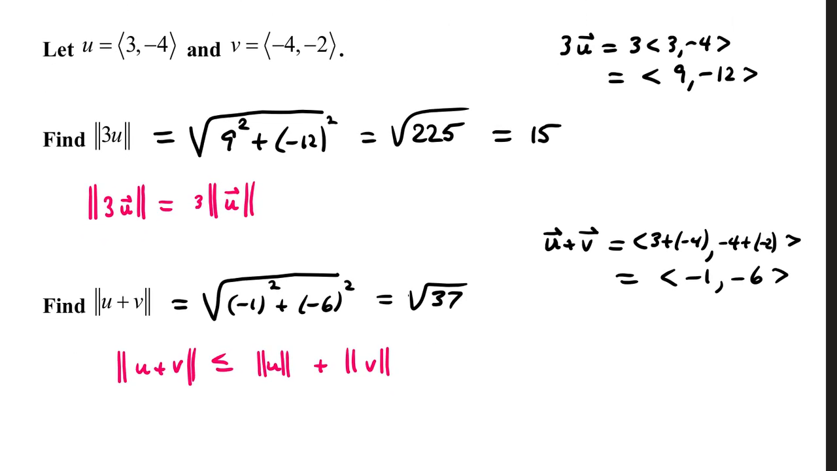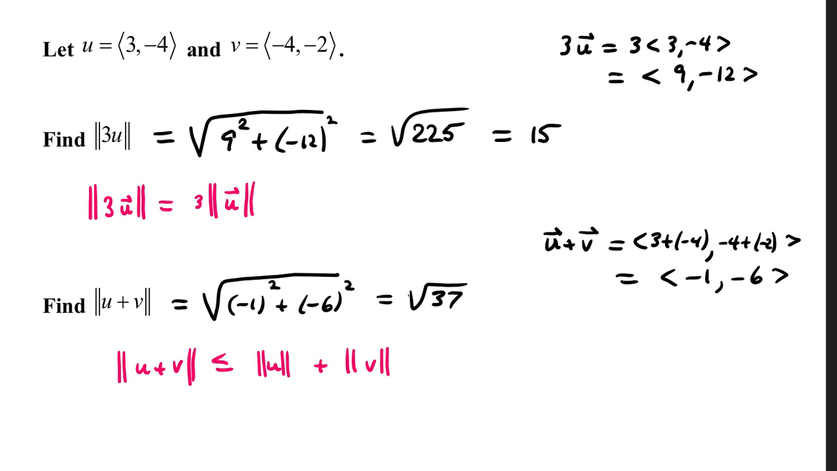Let vector u equal 3, negative 4, and vector v equal negative 4, negative 2. Both are in component form. Find the magnitude of 3u. Well, over to the upper right of your screen, the vector 3u in component form is 9, negative 12. It's 3 times the length of vector u. The magnitude of 3u, if you go with component form, 9 squared plus negative 12 squared, that's 225. Square root of 225 is 15. And so that's the magnitude of 3u.